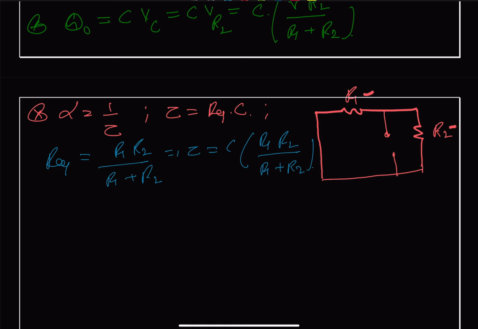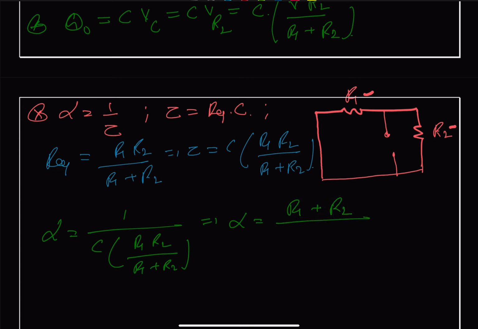And we need to find our alpha, which is 1 upon the time constant. So alpha is equal to 1 upon C R1 R2 over R1 plus R2. This gives that alpha is equal to R1 plus R2 divided by C multiplied by R1 times R2. And here we find the equivalent resistance by looking inwards across these two terminals. That's why R1 and R2 are in parallel.